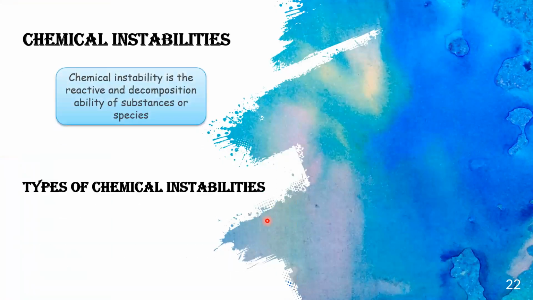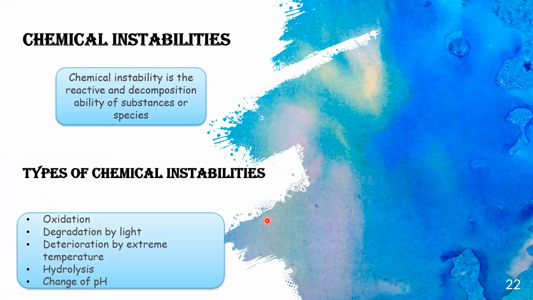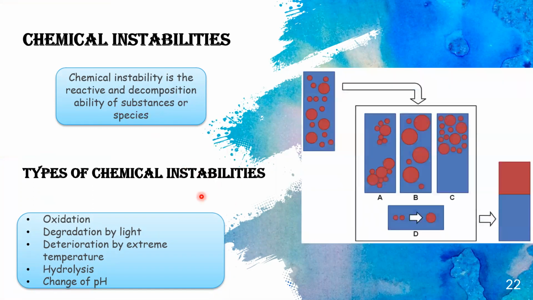So, what are chemical instabilities? Chemical instabilities are the reactivity and decomposition of a substance or species in that particular emulsion. So, what are the types of chemical instabilities? These are oxidation, degradation by light, by temperature, hydrolysis, or change in pH.